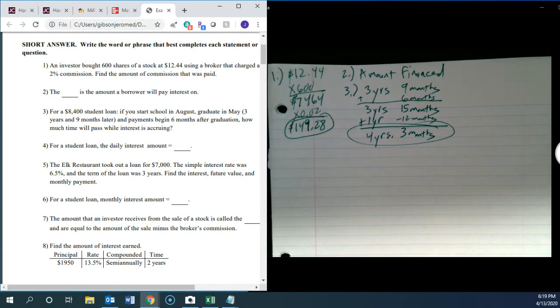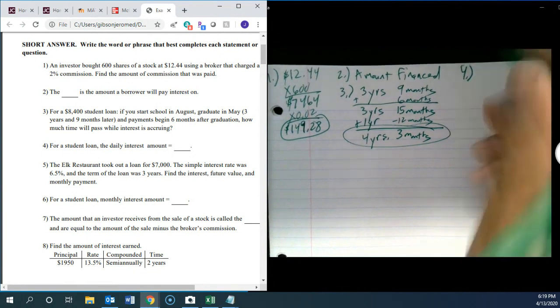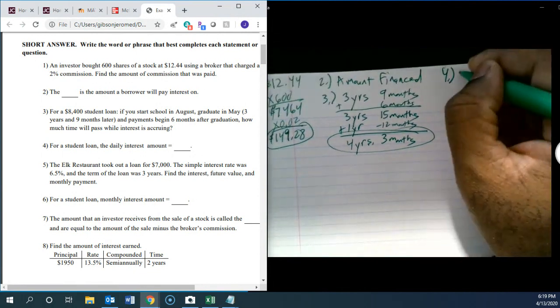Okay, number 4. It says for a student loan, the daily interest amount is equal to, okay. So this is number 4. So it's basically the principal.